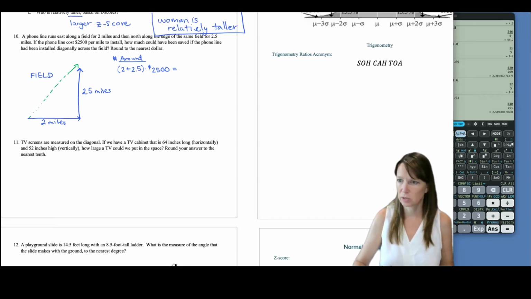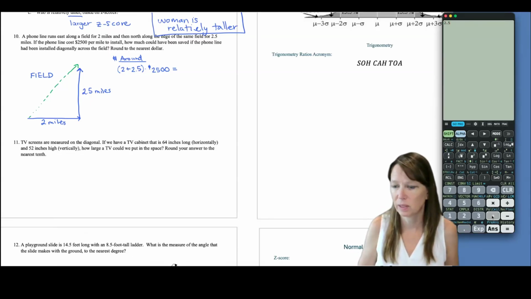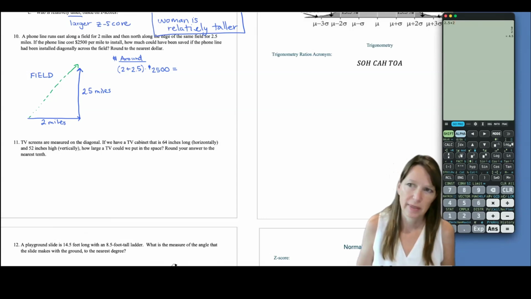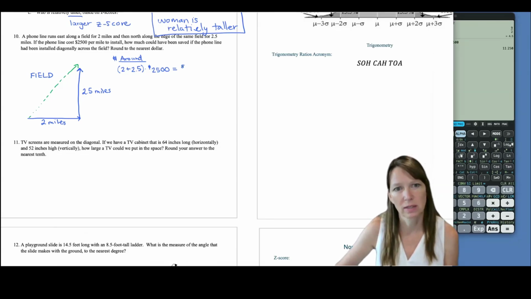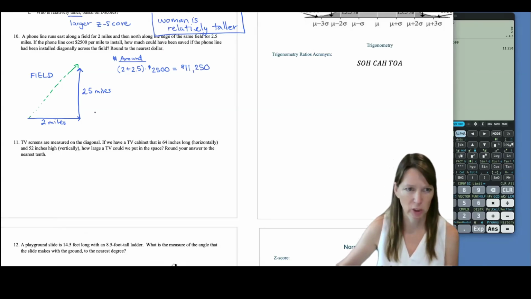So let's do that. Okay, let's take our 2.5, add our 2, find that answer first and then multiply it by $2,500. And we end up with a cost of $11,250. So if I went around the field, that's how much it costs.